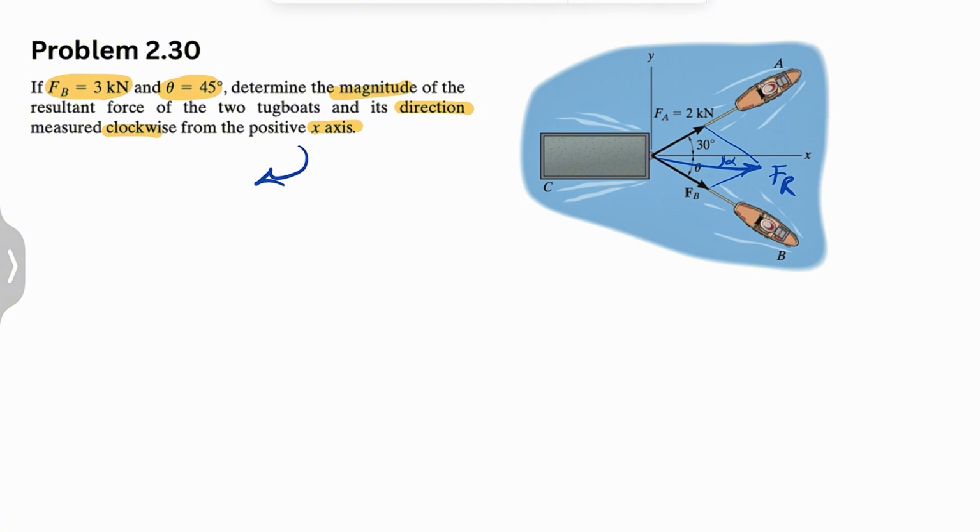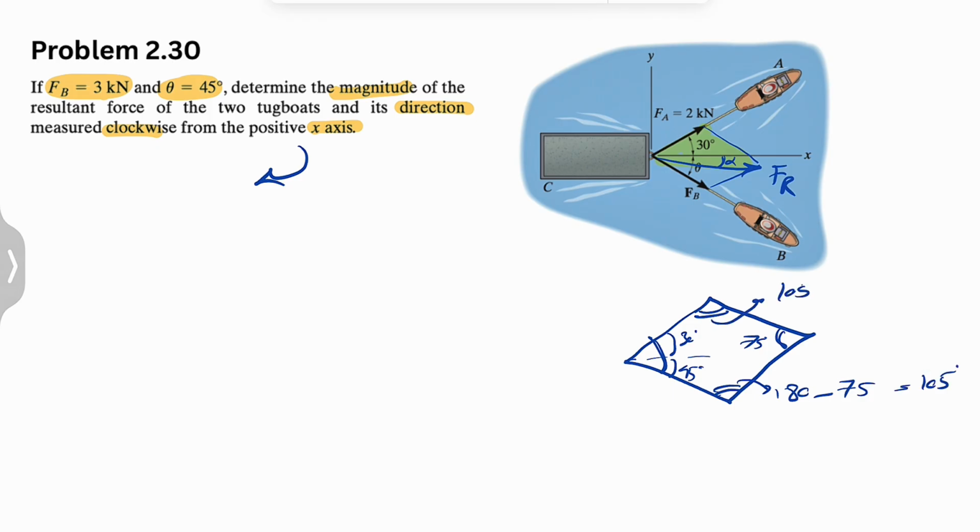So we're going to use this triangle in here to find the FR and also the angle. Basically we have this parallelogram where we have this angle of the parallelogram. We know this part is 30 degrees, and theta, which is the rest of this, is 45 degrees, so this angle would be the sum of 30 and 45, or 75 degrees. If that one's 75 degrees, these two angles are 180 minus 75, or 105. So this angle is also 105 degrees.